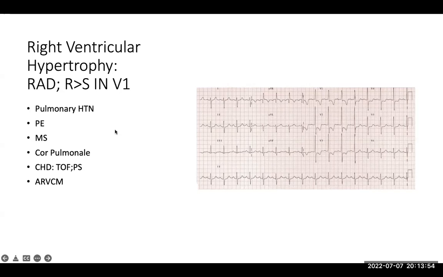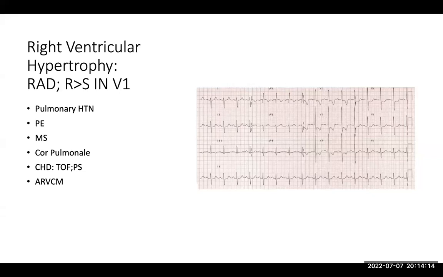So I'll repeat the RVH and LVH. I will look only at V1, V5. In RVH, in V1, the R is bigger than S, and in V5, there is an S. Ideally, there should not be an S in V5. If you see S in V5 or V6, there is a problem.